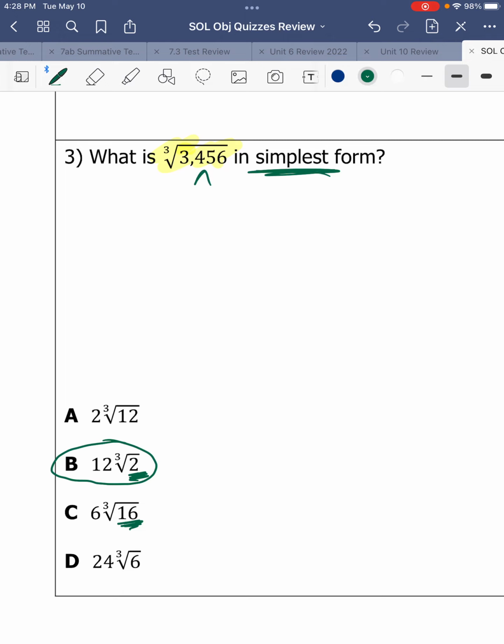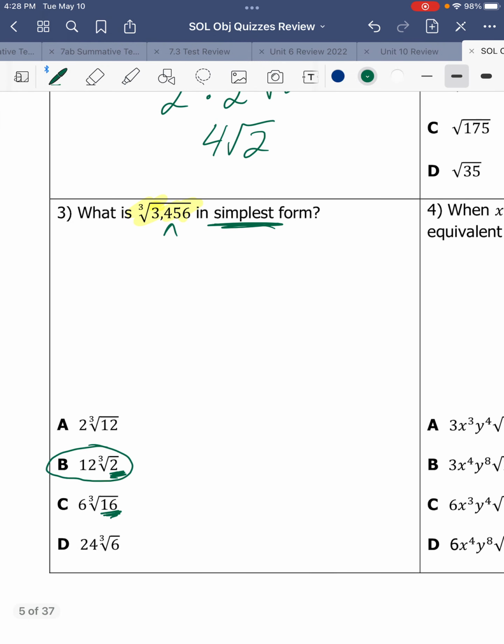You can do this by the trees. You can break it down by the trees. It'll work, and you'll get B. Remember, it's cube root, so we're looking for groups of 3, no longer pairs. Groups of 3.